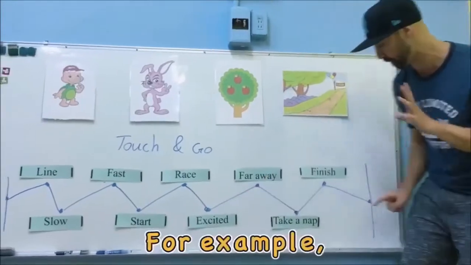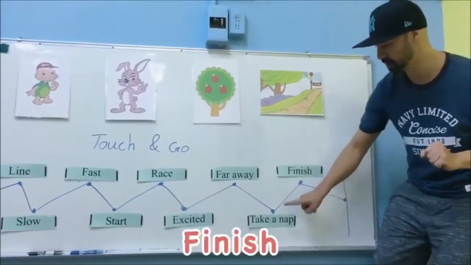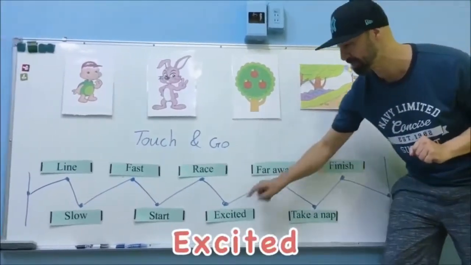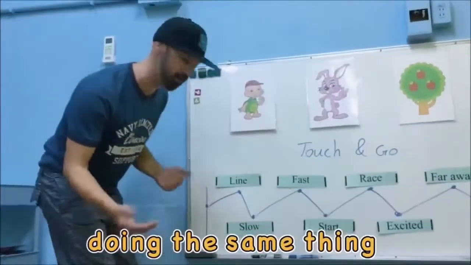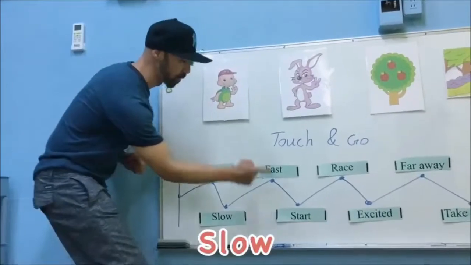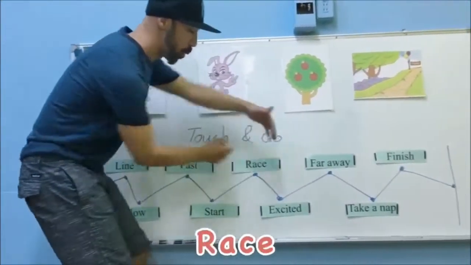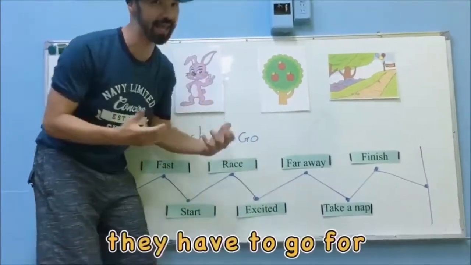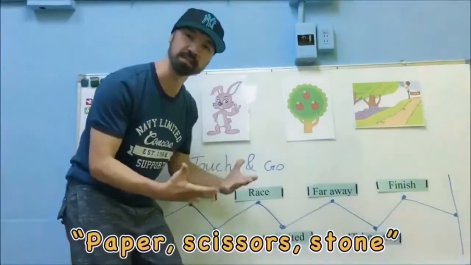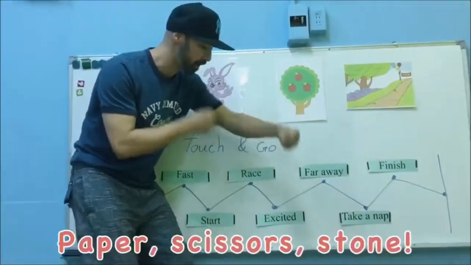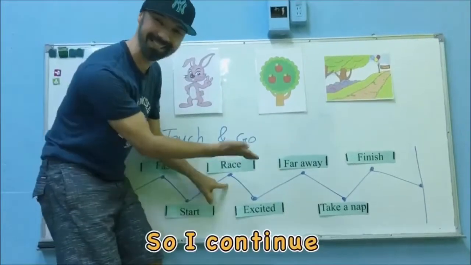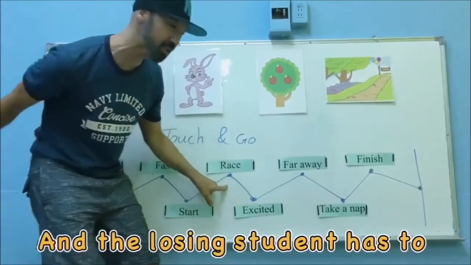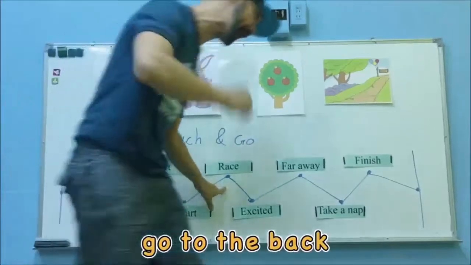For example, finish, take a nap, far away, excited. And of course, the opponent is doing the same thing: line, slow, fast, start, race. When they meet, they have to play paper, scissors, stone. Paper, scissors, stone. Woohoo, I win. So I continue, and the loser student has to go to the back of the line.